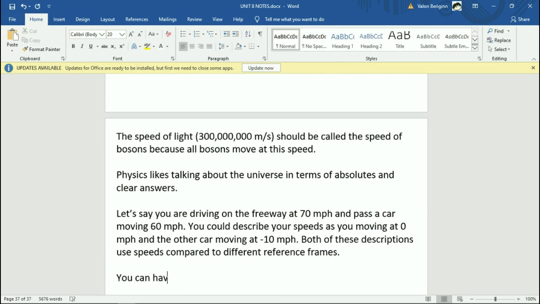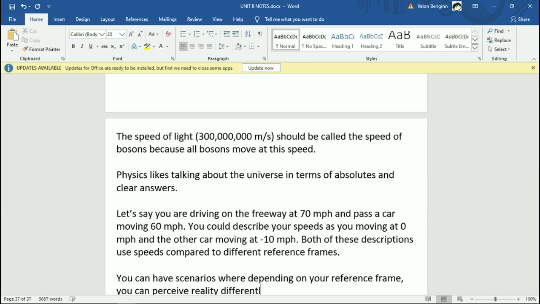You can have scenarios where, depending on your reference frame, you can perceive reality differently. Okay? This is weird. And the question is, well, what actually happened? Did lightning strike first? Or did they strike at the same time? Did it strike one after the other?